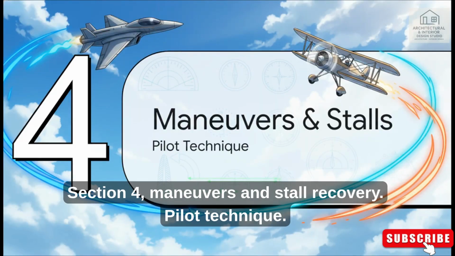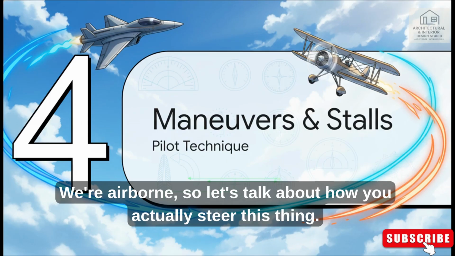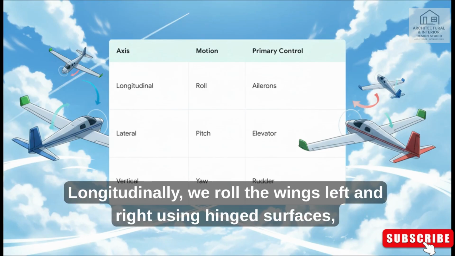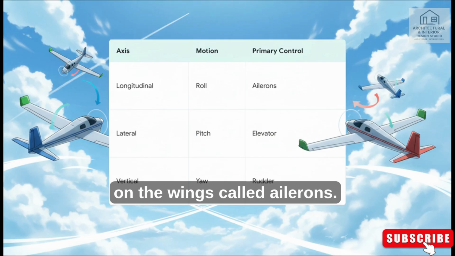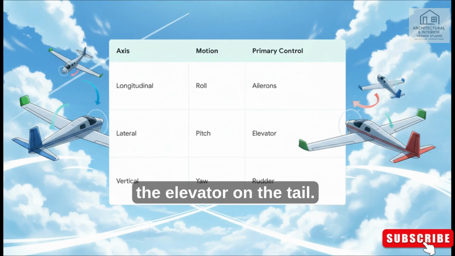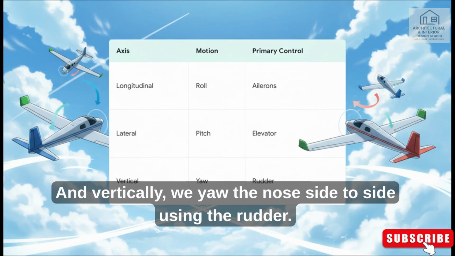Section 4, Maneuvers and Stall Recovery, Pilot Technique. We're airborne, so let's talk about how you actually steer this thing. So aircraft move in 3 very distinct axes. Longitudinally, we roll the wings left and right using hinged surfaces on the wings called ailerons. Laterally, we pitch the nose up and down using the elevator on the tail. And vertically, we yaw the nose side to side using the rudder.